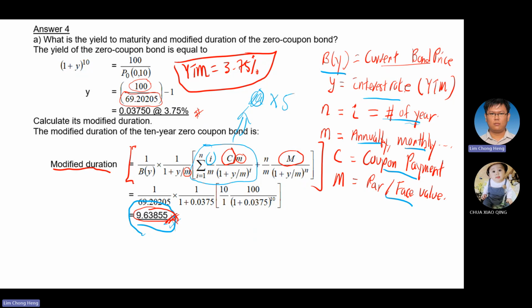If you go the traditional way, you calculate the duration first. Shortcut: MPV divided by the bond price. After you get the duration, you multiply the duration with 1 divided by 1 plus the interest.